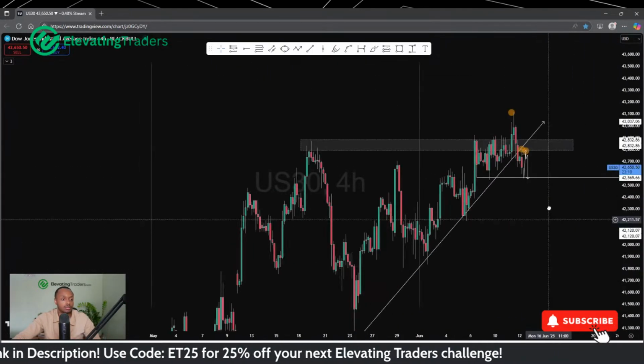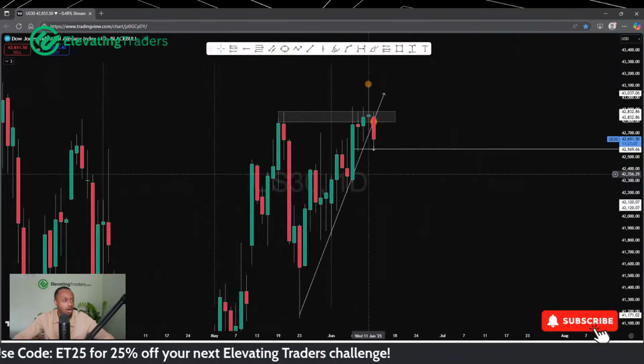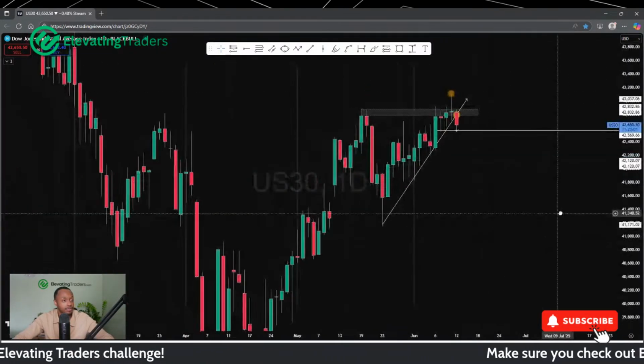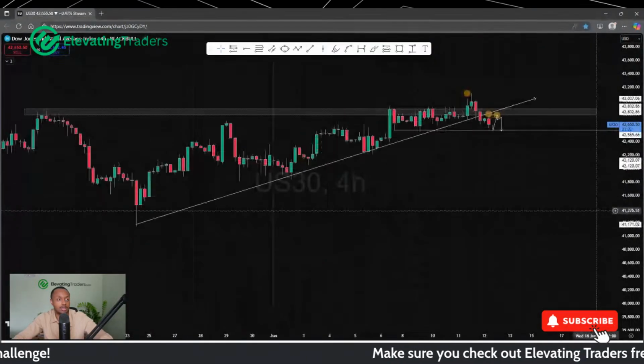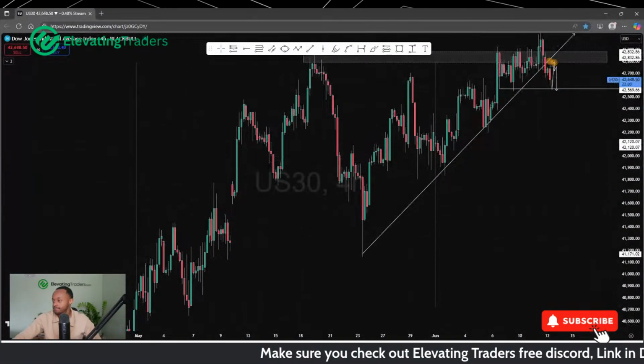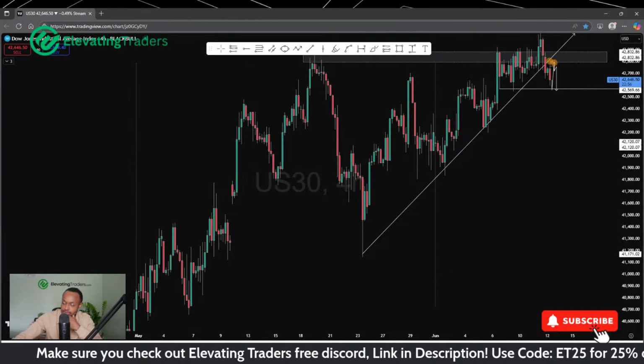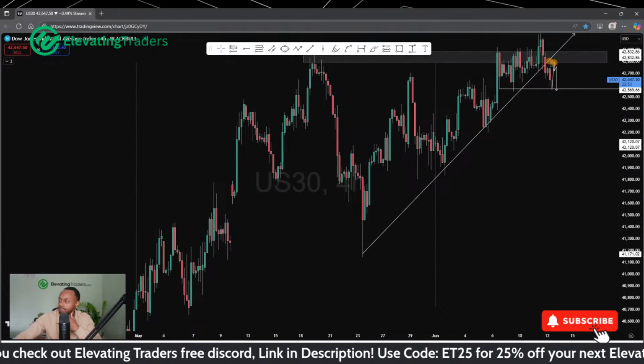But for now, I think that daily candle closure as well, big wick to the upside there on Wednesday yesterday. It does look like US 30 can give us a bit of a stab lower. So yeah, indices looking like they're struggling a little bit.